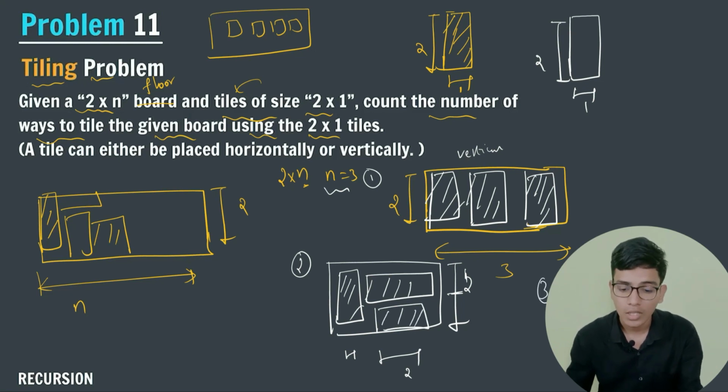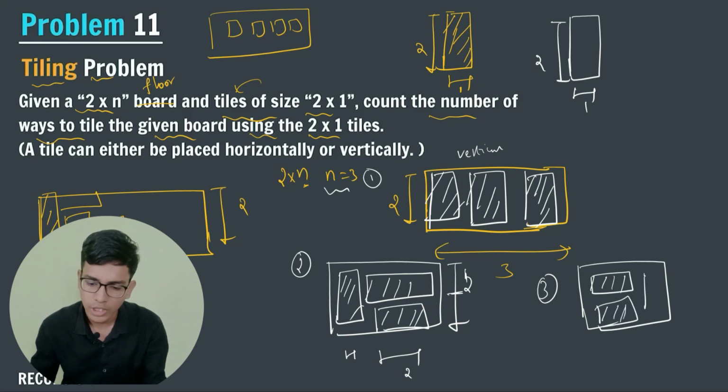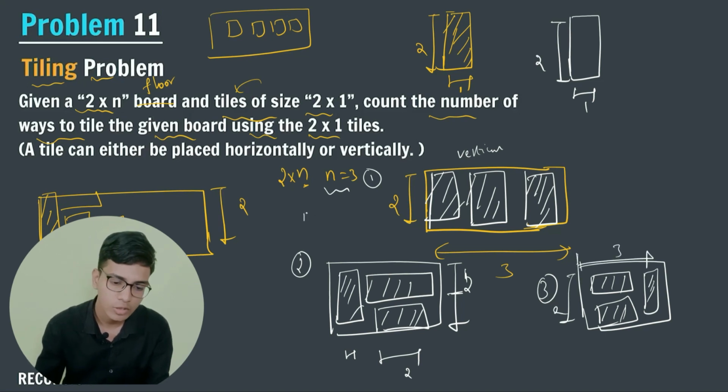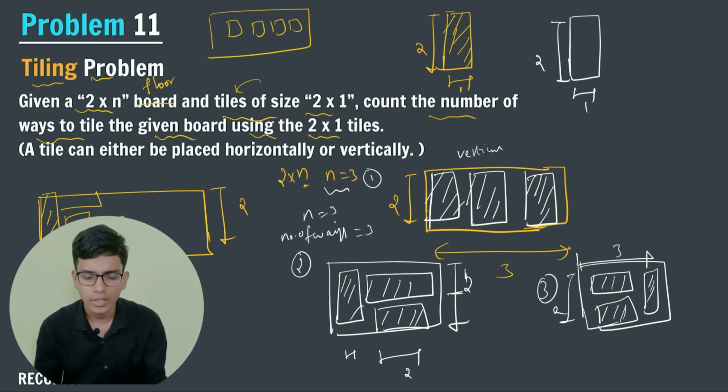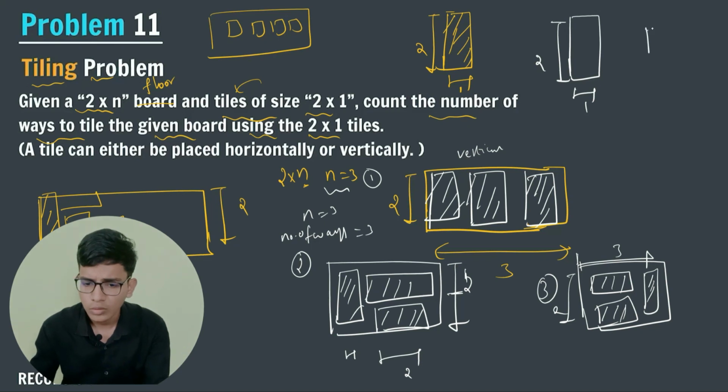After that, the third way can be: I can first of all place my tiles horizontally, and after that my final tile vertically, such that it will cover all the 2 cross 3 area. So when n is equal to 3, the number of ways will become 3. Here we can see that when n is equal to 3, number of ways is equal to 3. So these are the 3 ways.